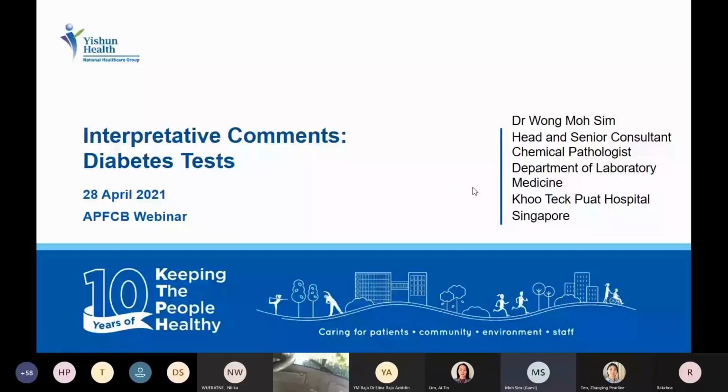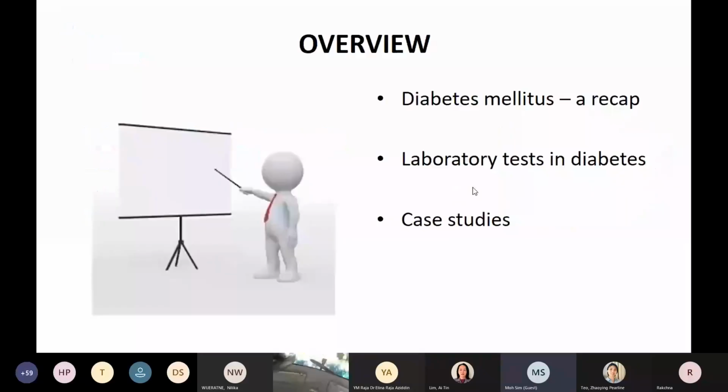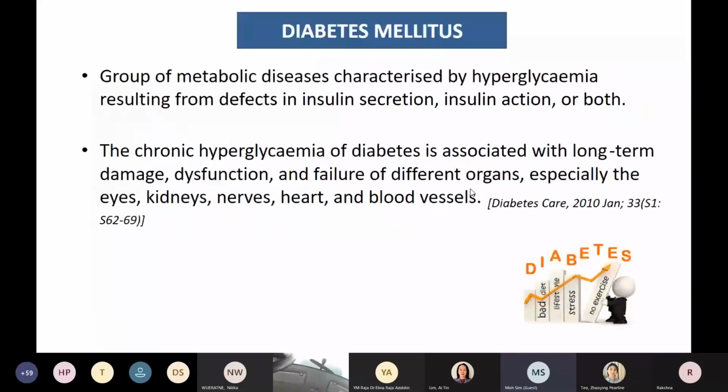I'll be covering the following in my presentation: a recap of diabetes mellitus, laboratory tests in diabetes, and ending with some case studies. So diabetes mellitus is a group of metabolic diseases characterized by hyperglycemia, resulting from defects in insulin secretion, insulin action, or both. And it is well known that the chronic hyperglycemia of diabetes is associated with long-term damage, dysfunction, and failure of different organs, especially eyes, kidneys, nerves, heart, and blood vessels.